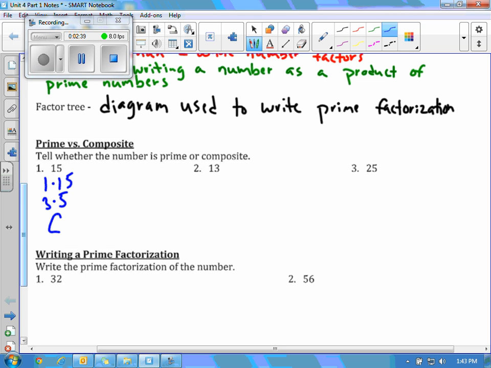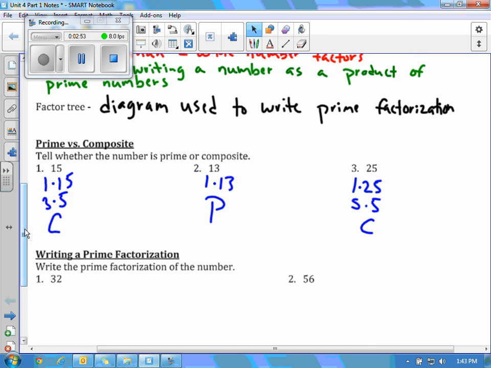For 13, the only factors are 1 and 13, which is the definition of a prime number. For 25, I know it can be 1 times 25. It can also be 5 times 5. So 25 is a composite number.